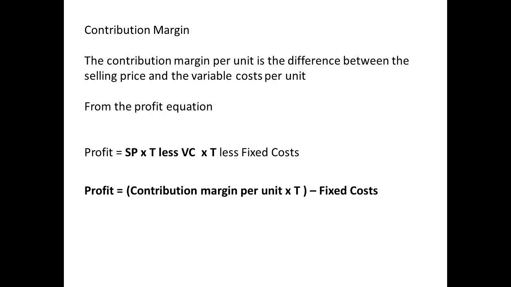The contribution margin per unit is the difference between the selling price and the variable costs per unit. The profit equation has already given us that profit is equal to the selling price times units less variable costs times units and then less fixed costs. So profit is the contribution margin per unit times the number of units less all the fixed costs.